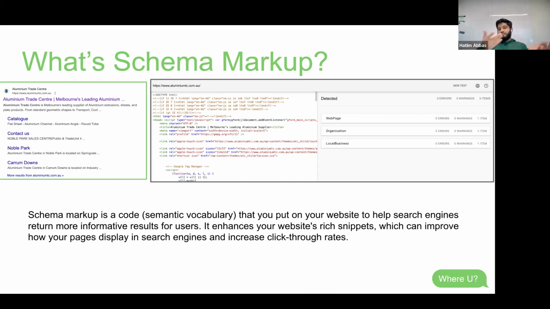The text definition is: schema markup is a code or semantic vocabulary that you put in a website to help search engines return more informative results for users. It enhances your website's rich snippets, which can improve how your pages display in search engines and increases click-through rates.